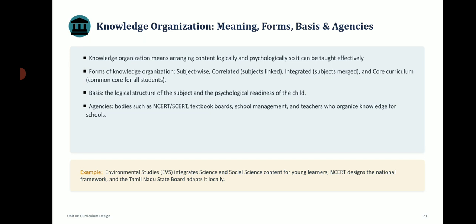Next, psychological organization. This has been given by Jean Piaget, the popular developmental psychologist, who has stressed the need to provide education according to the stage of cognitive development of children. So based on the cognitive development of children, the psychological organization suggests giving the education. Piaget has given four stages.